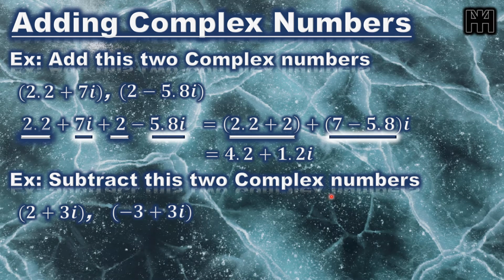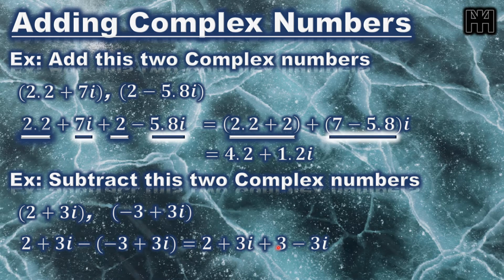Next, subtract these two complex numbers, 2 plus 3i and -3 plus 3i. Okay, let's subtract them. We have 2 plus 3i minus (-3 plus 3i). We will break the brackets, negative multiplied by -3 and negative multiplied by 3i. So we have 2 plus 3i plus 3, sorry, minus 3i. So these two will cancel out each other, the positive 3i and the negative 3i. So we'll have 2 and 3, which will give us 5.